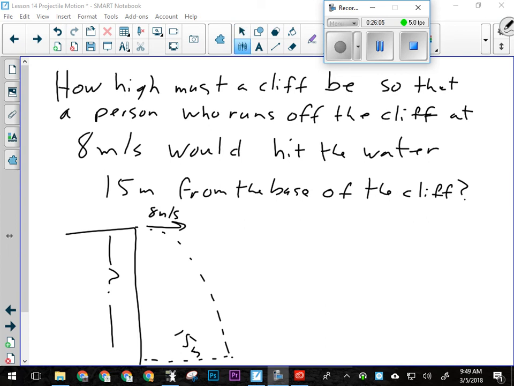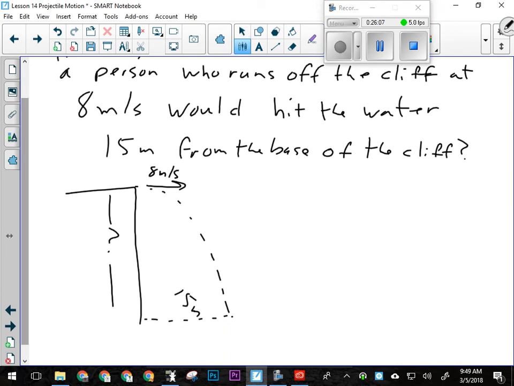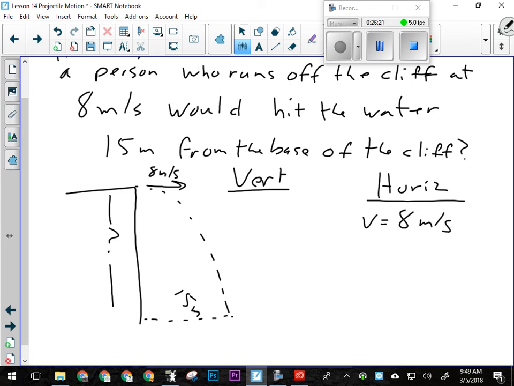Okay, so the first thing we have to do is write down what we know, and we have to separate that into the vertical and horizontal components. We know quite a bit of information horizontally. We know that we're moving at 8 meters per second, and that's not going to change because it's a constant velocity in that direction. And we know that we travel 15 meters.